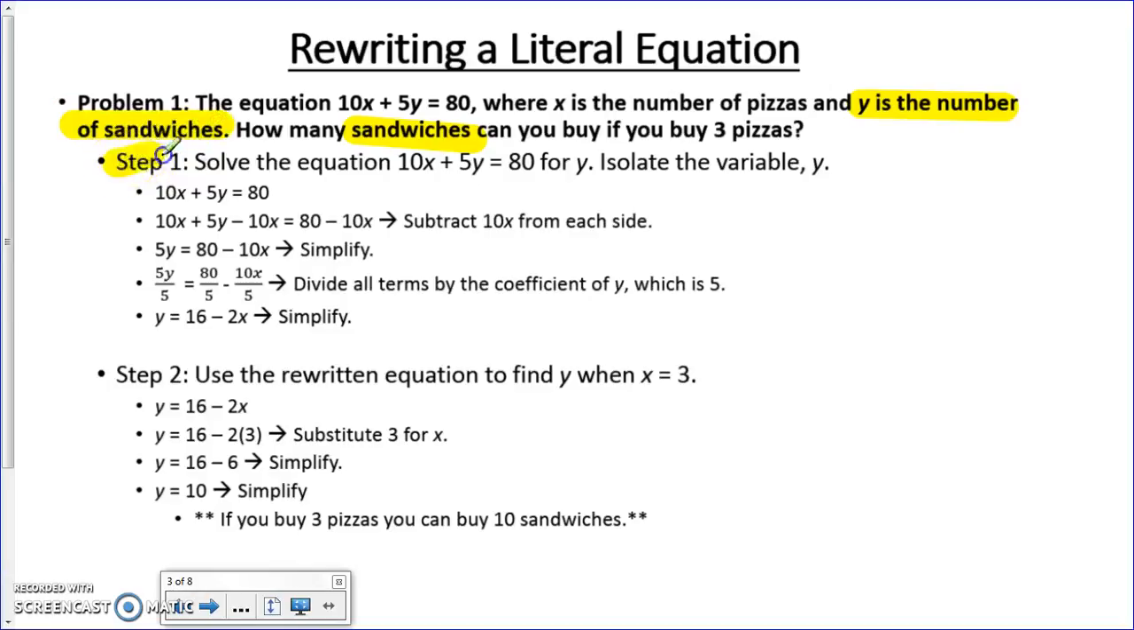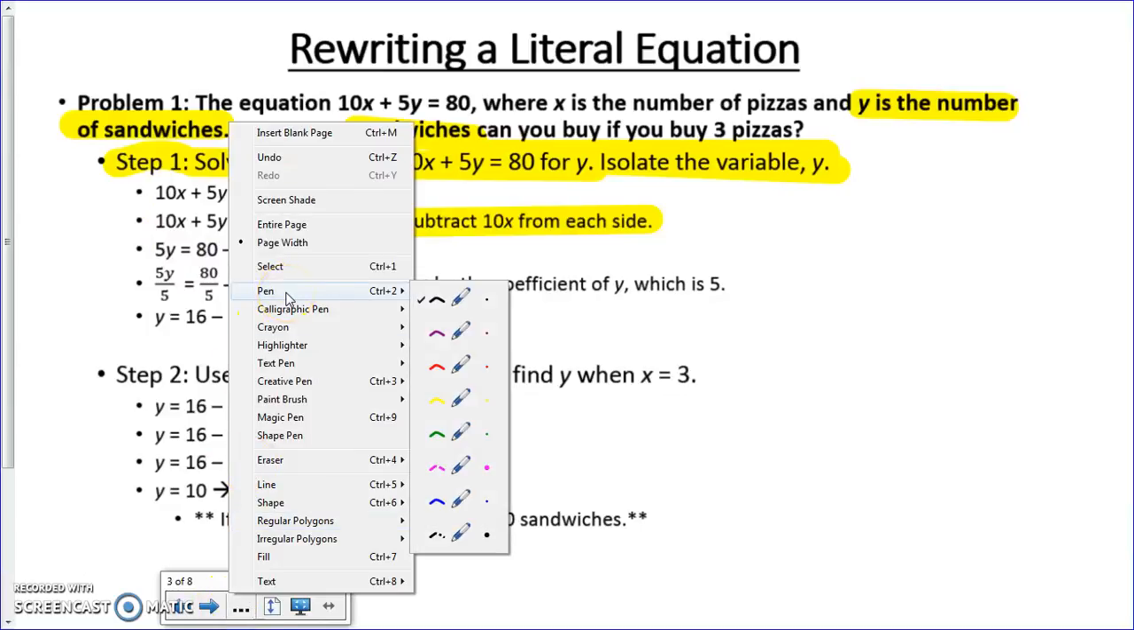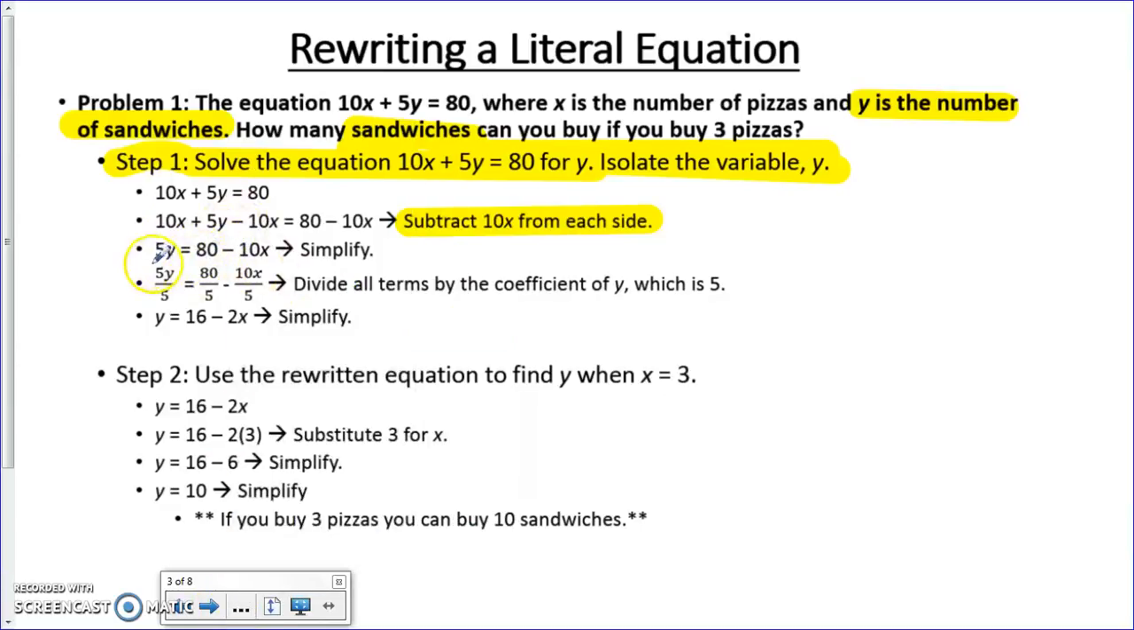So in step 1, we are going to isolate, or solve, the equation 10x plus 5y equals 80 for y. It's going to look a little weird at first, but it will make sense in a little bit. Pretend like the 10 wasn't there in front of the x. How would you solve for y? You would subtract 10x from each side. Now 80 and 10x are not like terms, so you just write it out as 5y equals 80 minus 10x. The only thing that canceled out was 10x minus 10x.